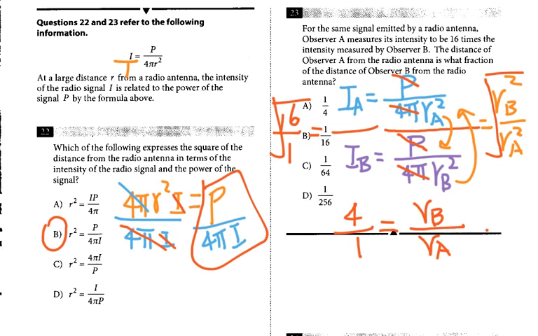And we are looking for what fraction of b observer A is, so I will get RA equals, cross multiply. Then you will get 4 here and RB here. That means 1 over 4. A will be the answer.